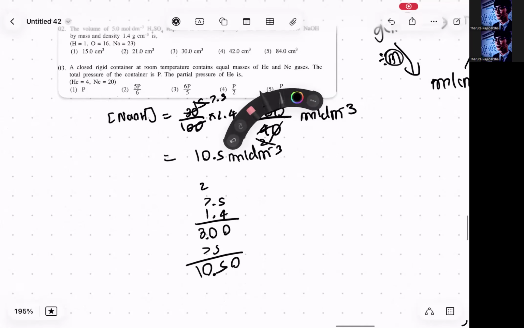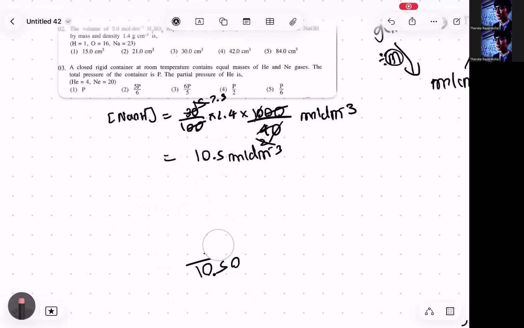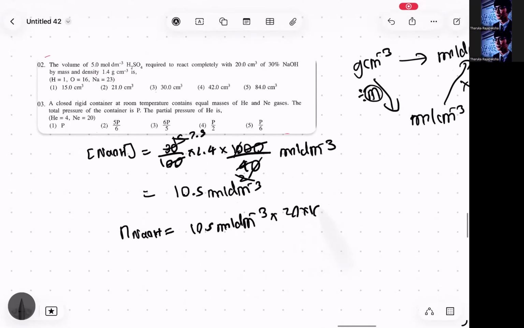So now what you can do is calculate the number of moles of sodium hydroxide that is reacted. The number of moles of sodium hydroxide will be 10.5 mole per cubic decimeter multiplied by 20 into 10 to the power minus 3. So that's 210 into 10 to the power minus 3 moles. That's 0.21 moles. So now you know the number of moles of sodium hydroxide.